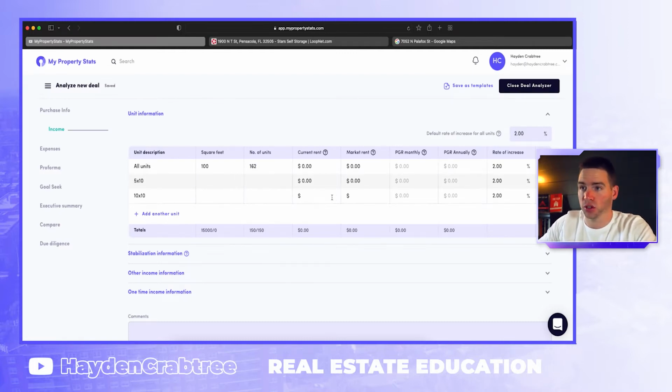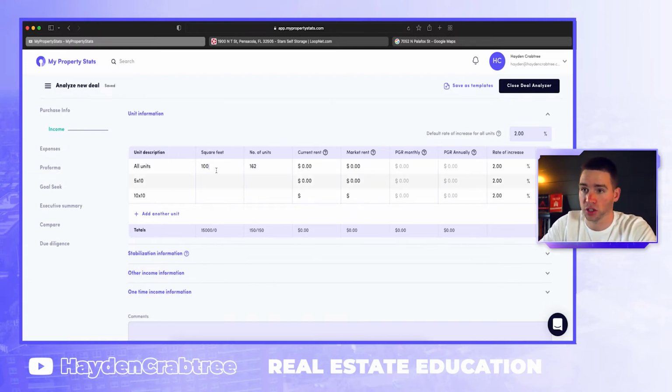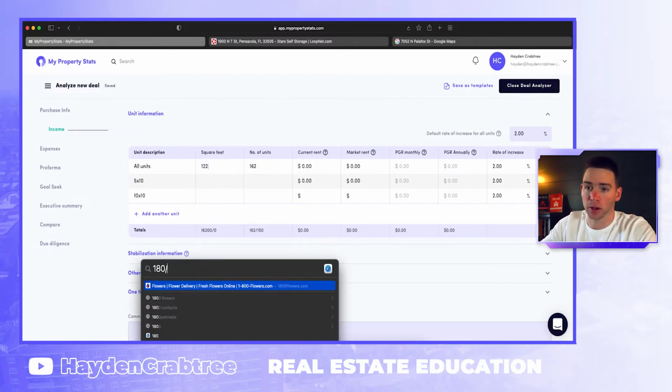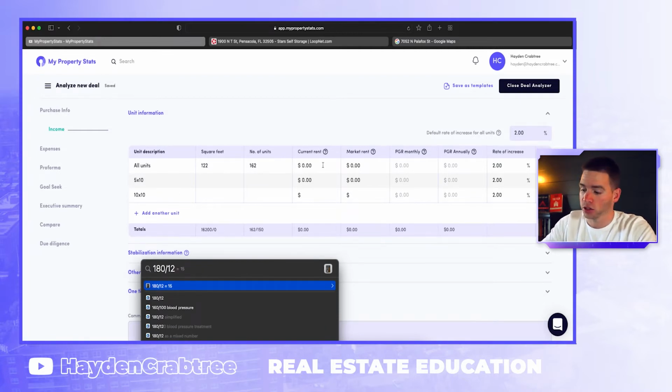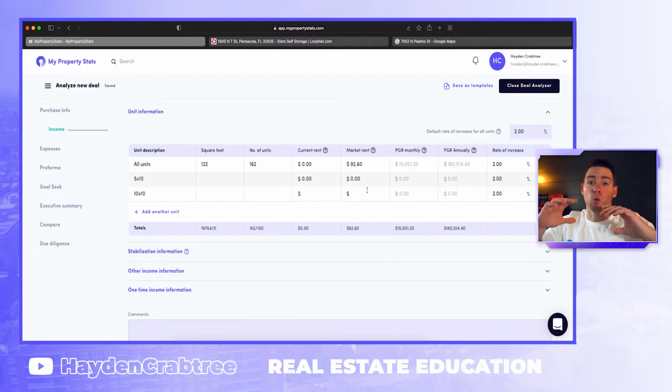And if there's 162 units and there's 19,800 square feet, that means the average unit square foot is 122, right? And if we wanted to do $180,000 divided by 12, that'd be $15,000 a month. So $15,000 a month divided by the 162 means the average unit is renting for $92.59. So $92.59 is what I'm going to plug in there. And we can see our potential gross rent annually is almost $180,000. Let me bump this up just to get it flat. There we go, $180,000.